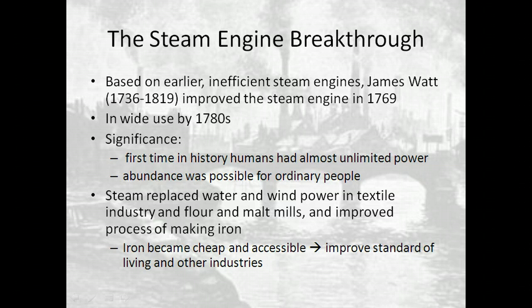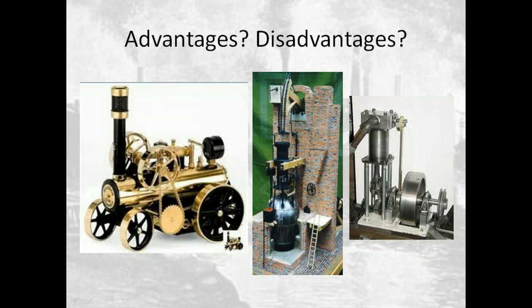Well, so what? This is the first time in history that human beings had almost unlimited power, okay? Also, abundance, basically living more than like 5 inches away from death, was now possible for ordinary people. Steam was able to replace water and wind power in textile industries, as well as flour and malt mills, like food, and it improved the process of making iron. As iron becomes more readily available, it becomes cheap, and then it's going to improve the standard of living, and it's going to spur on other industries.